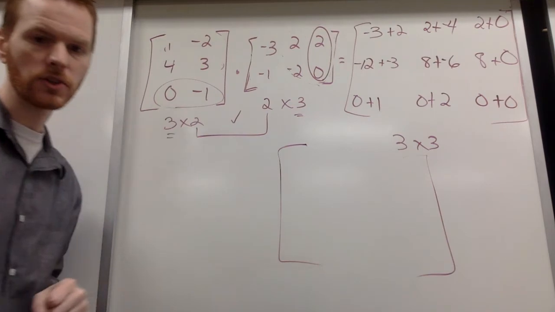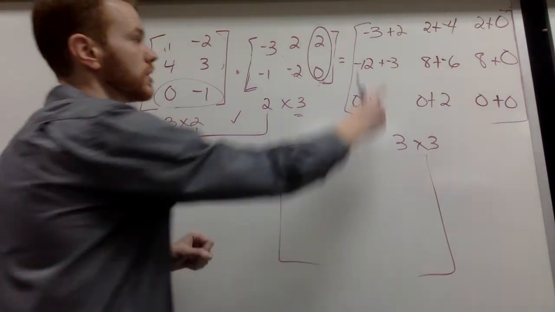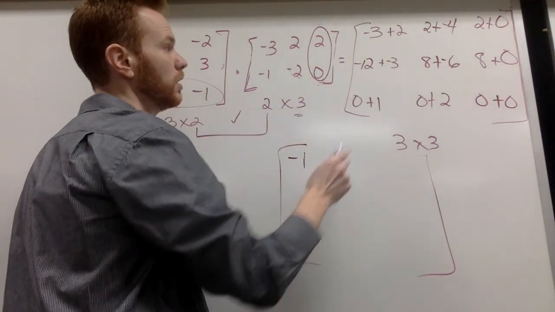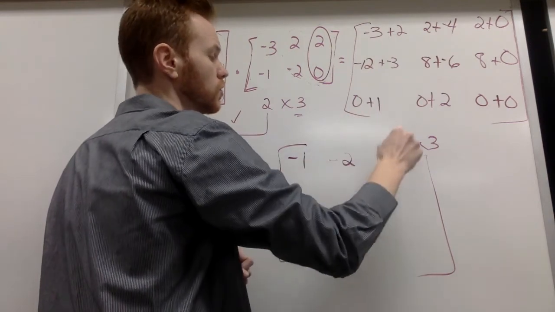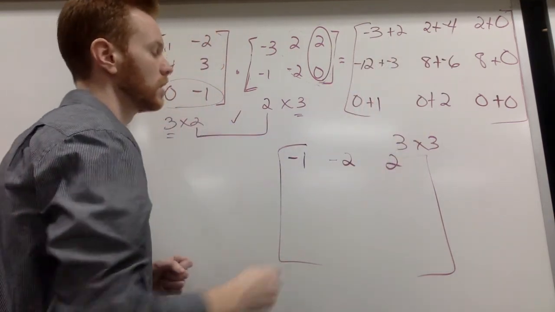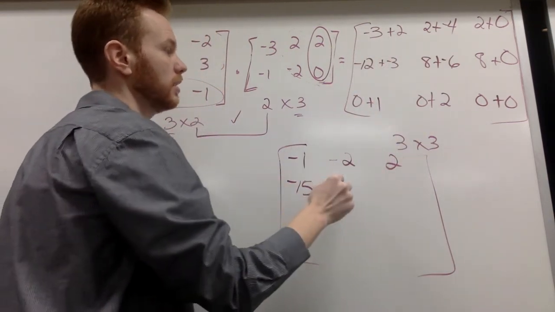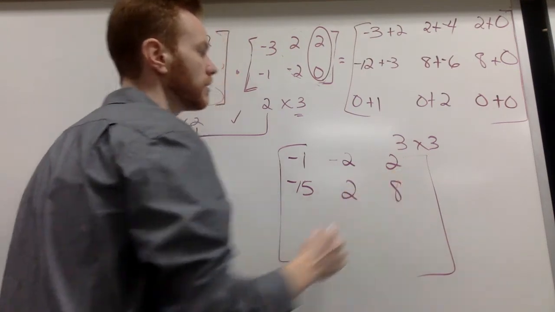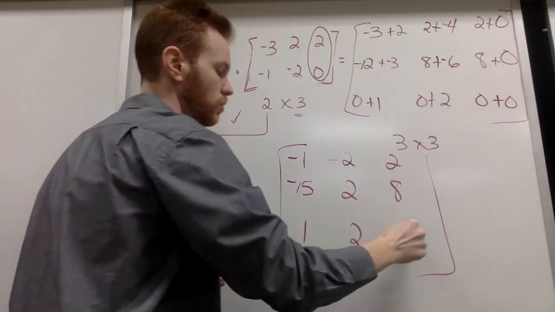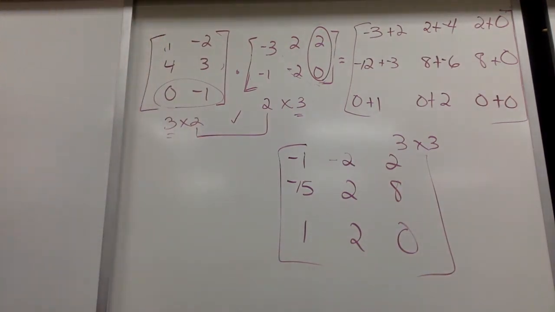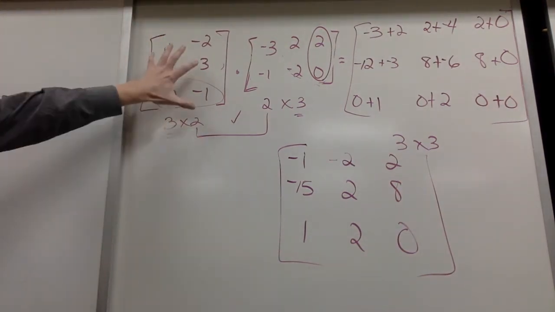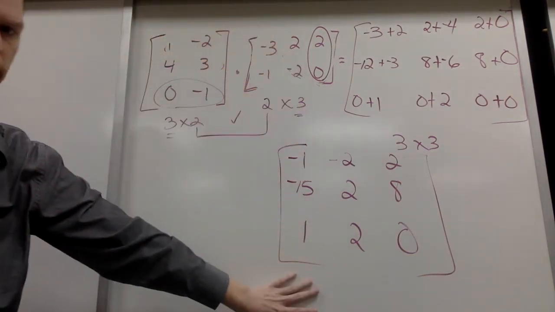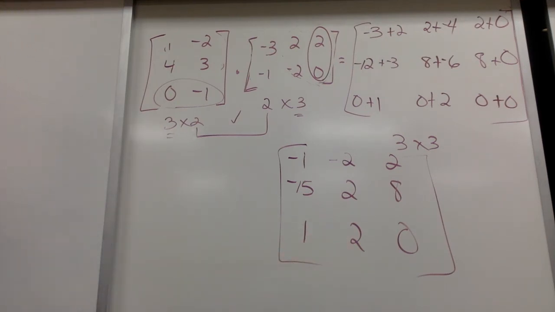Okay, so now we're just going to simplify what's left. So let's see, for this guy it would be a negative 1. This would be a negative 2 and a 2. Negative 15, 2, and then 8, 1, 2, and then 0. So here's my final answer. So when I multiply this matrix with this matrix, I get a 3 by 3, and then that's going to be the result of it. Okay?